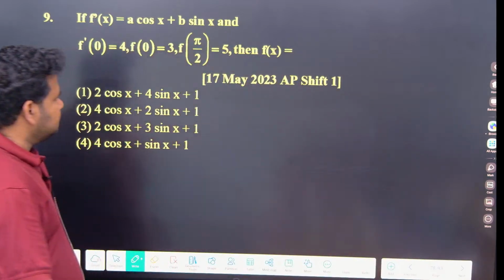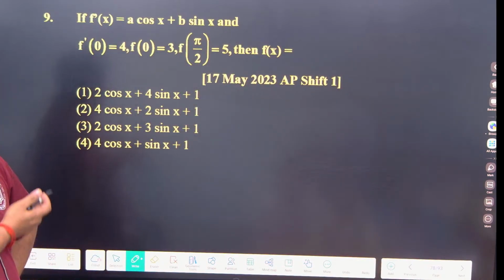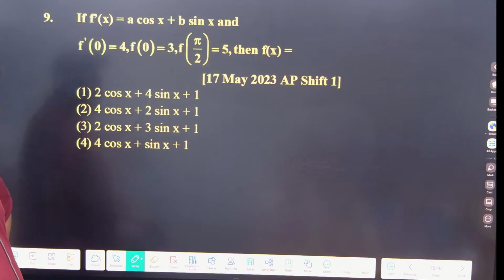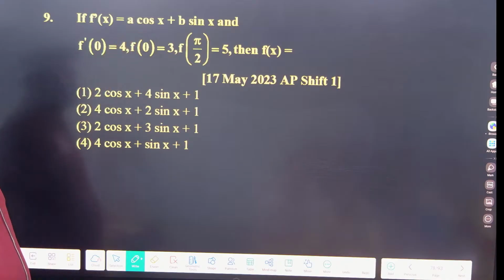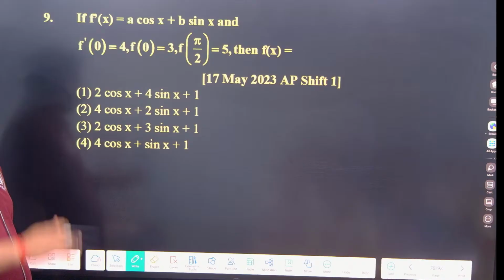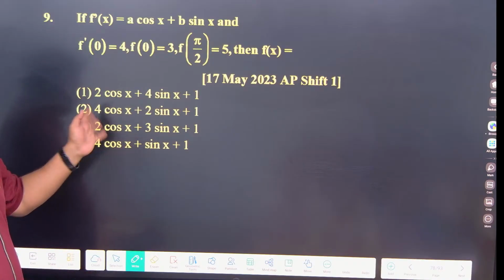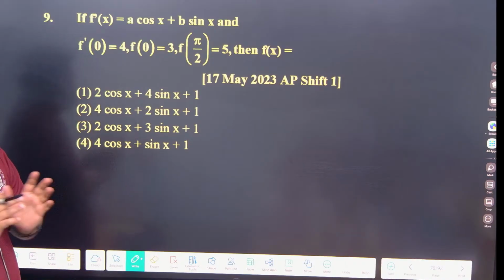Such type of question we have done in limits also, continuity also. So, see here they have given if f dash of x is a cos x plus b sin x. If f dash of x is given, they are asking f of x. Whenever they give f dash of x, you may think integration is also involved. They will give mixed concepts.